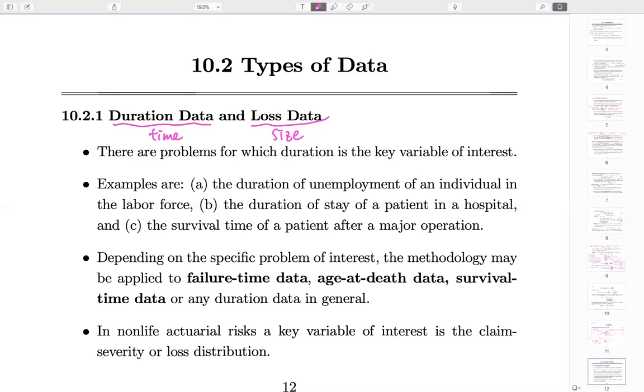Right? You can also study the lifetime of a certain group within a country. You can study, let's say, the lifetime of an important part in an airplane, in a car, etc. Right? So those are about time. So those studies are about time duration. That's why we call the first type duration data. And obviously, to actuaries, they also care about, let's say, the loss data, right? So that would be the severity, the claim severity. Okay, so those two types of data are extremely important to us.